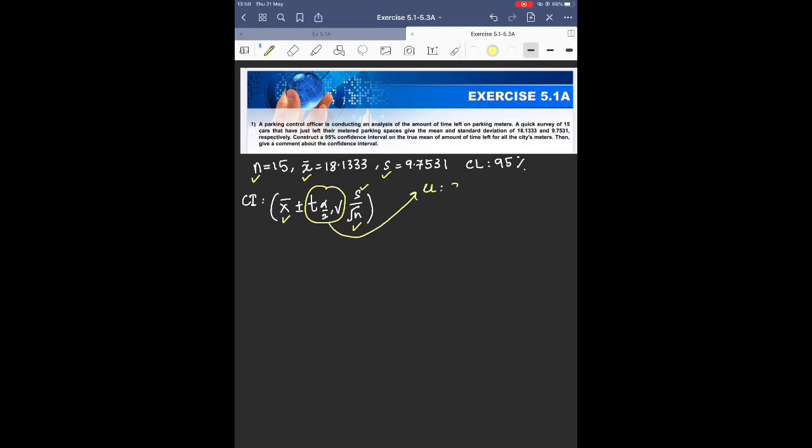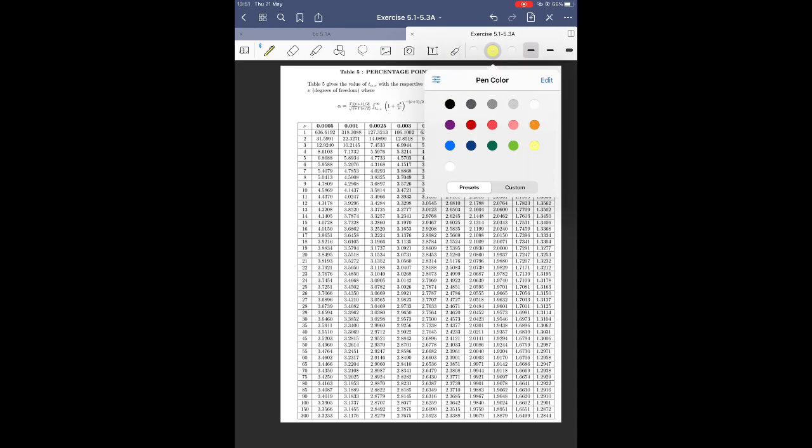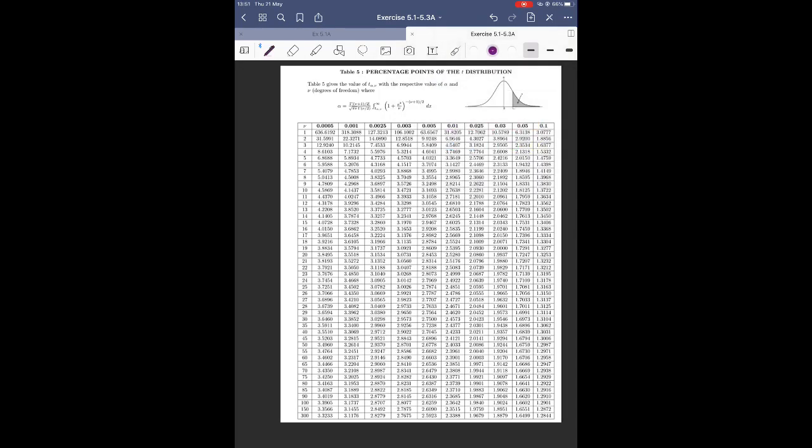confidence level 95%, alpha 0.05, alpha over 2 is 0.025. Nu is n minus 1, 15 minus 1 is 14. So t 0.025, 14. Get here. Here is your nu. Our nu is 14.